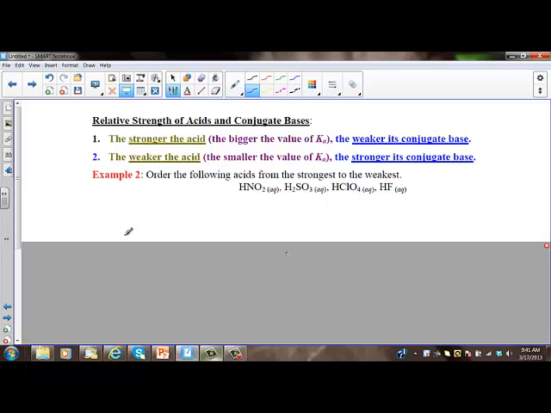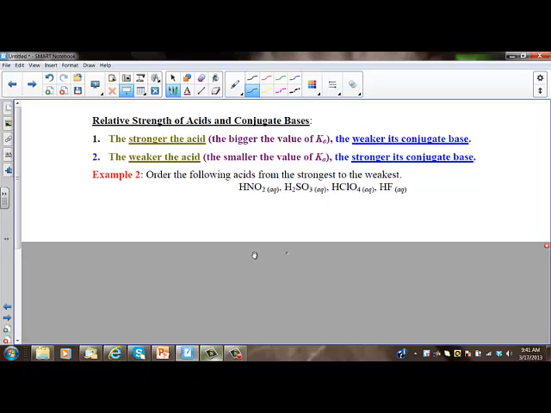Okay, relative strength of acids and conjugate bases. This should make sense to you. The stronger the acid, the bigger the Ka value. So the stronger the acid, the weaker its conjugate base. So that's important. And I think I have that on the next page. The weaker the acid, the smaller the Ka value, the stronger its conjugate base.